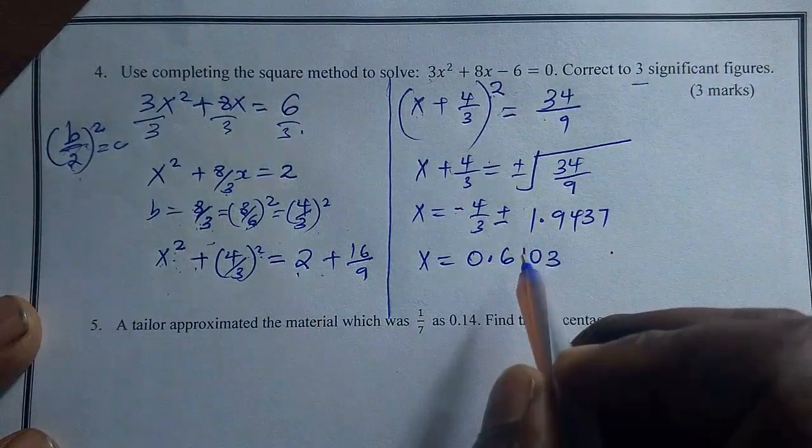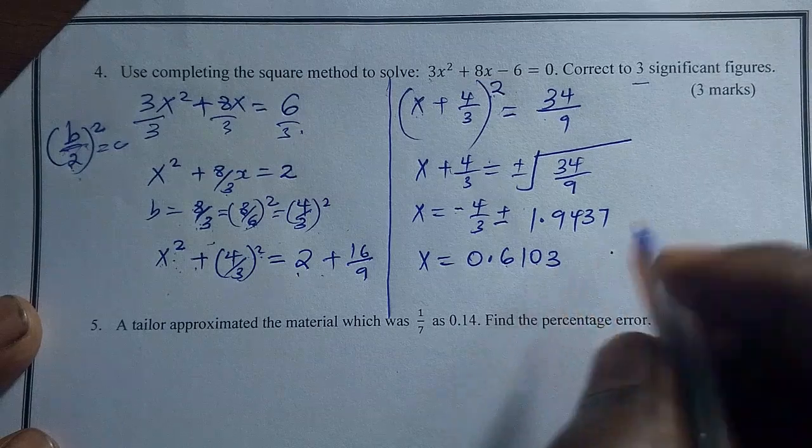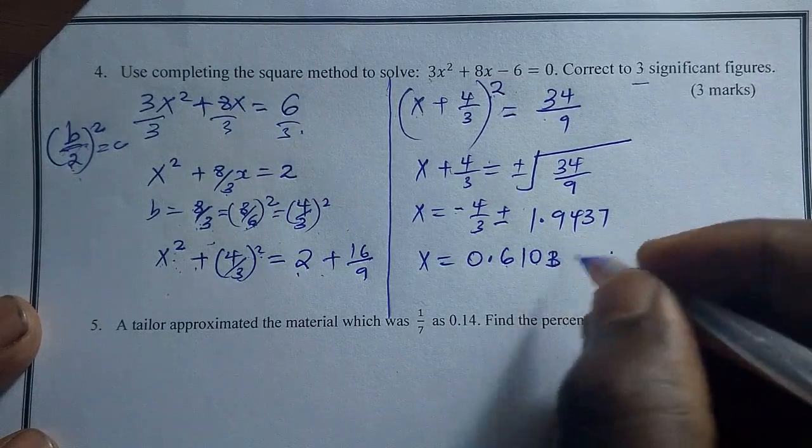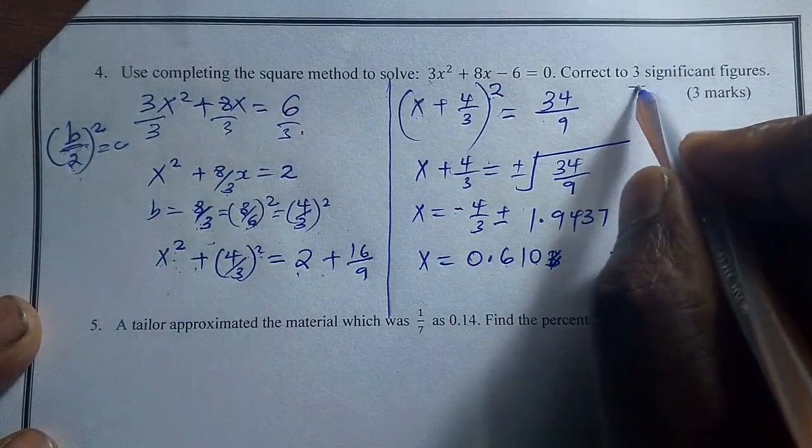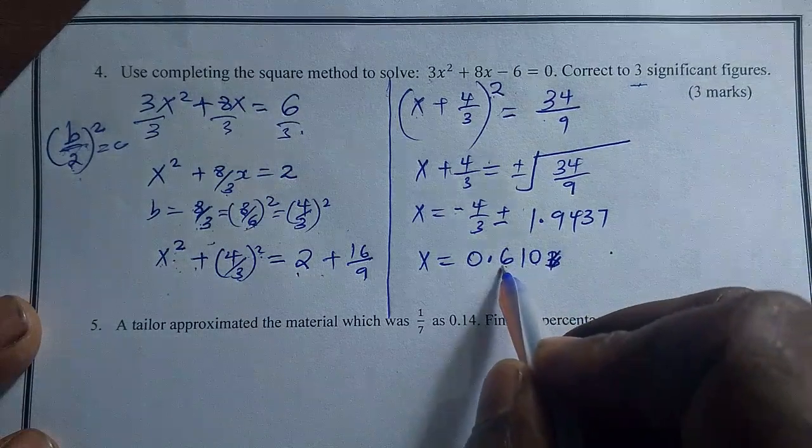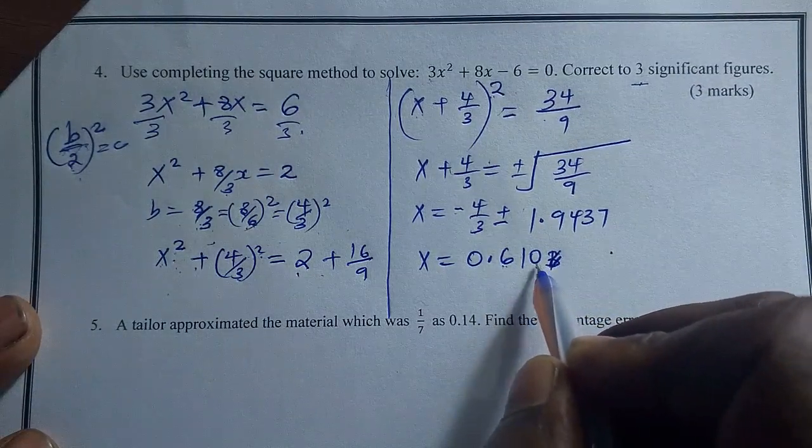3 significant figures, 1, 2, 3. So you remove this. Remember to follow instructions. 3 significant figures, it is 1, 2, 3. This number 0 here is now significant.